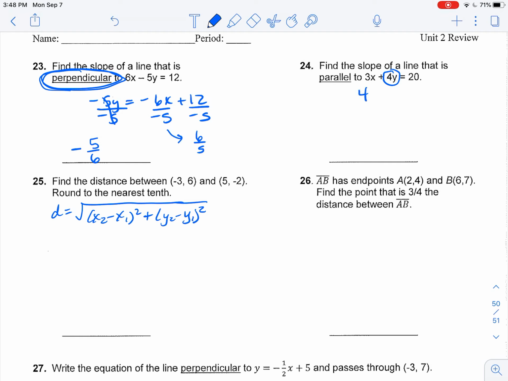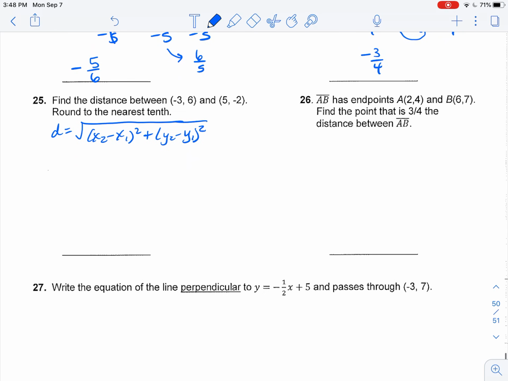24, find the slope of a line parallel. Okay, let's solve for this y. 4y is equal to, move your 3x to the other side. Divide everything by 4. If I want a parallel slope, I'm looking for the same slope. Don't need to reduce or anything. Done. Negative 3/4. 25, find the distance between these 2 points.